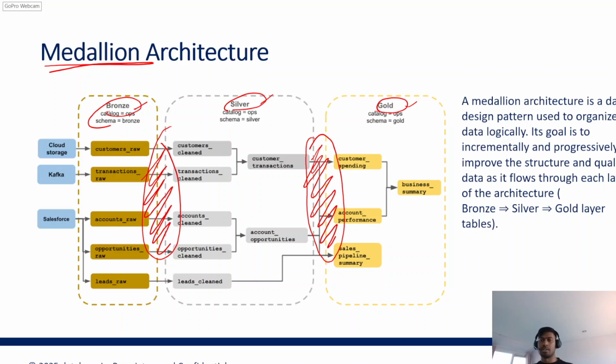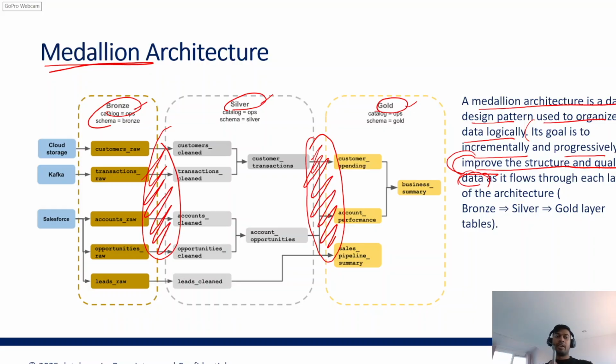So let's see what the definition says. The Medallion architecture is a data design pattern used to organize data logically. Its goal is to incrementally and progressively improve the structure and quality of the data. I think this is very important: improve the structure and quality of the data. It's exactly how gold is defined, where you don't have any impurities and it's pure gold, and then the price goes high, right?